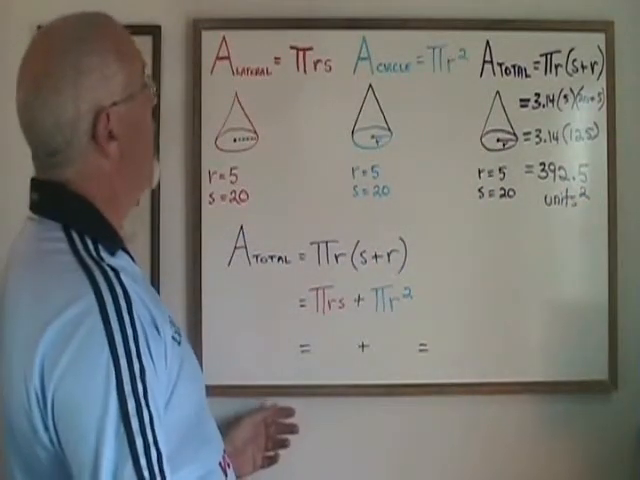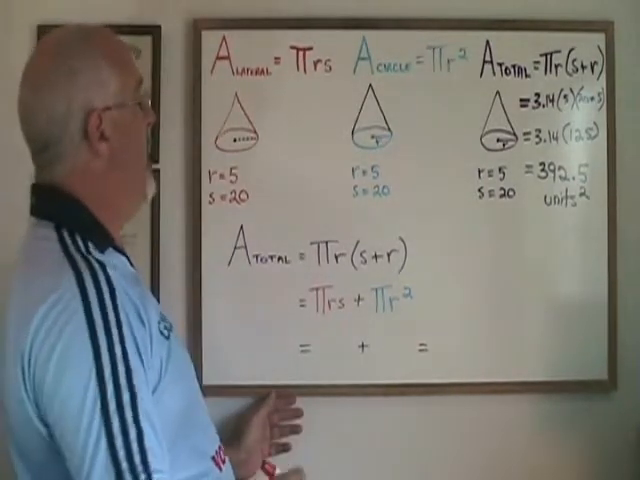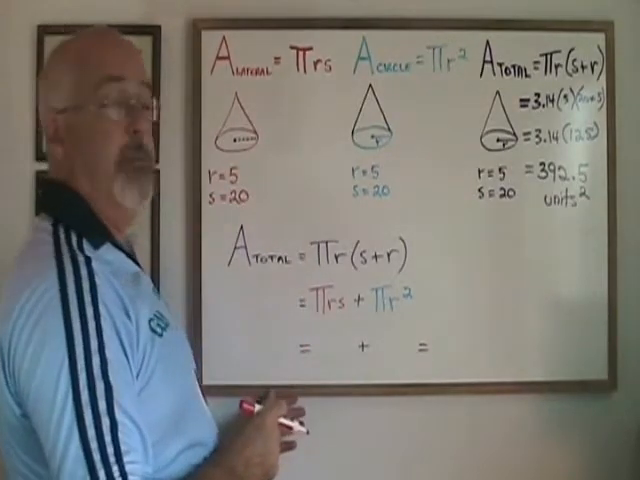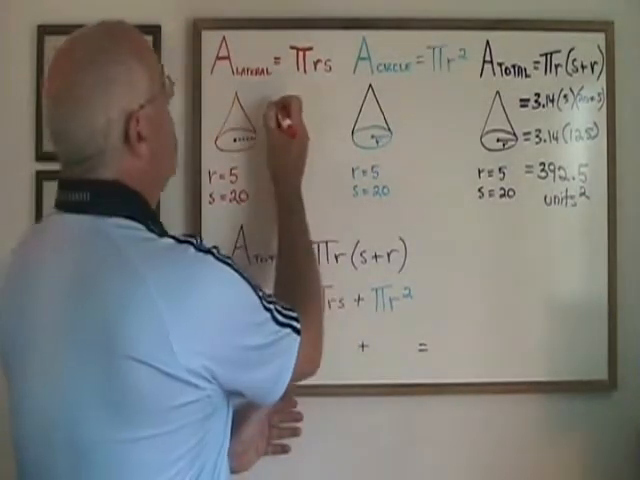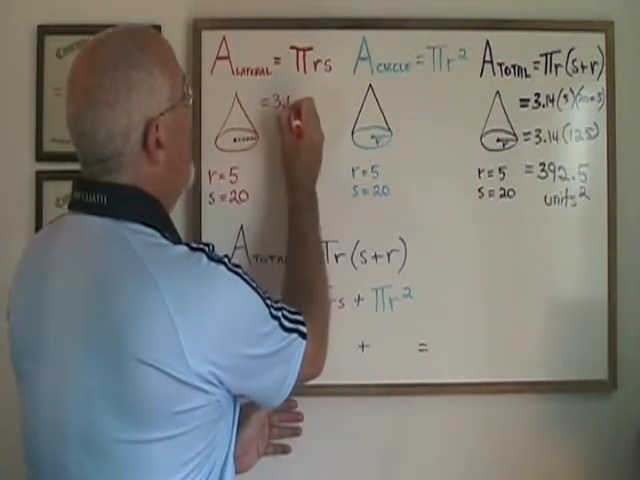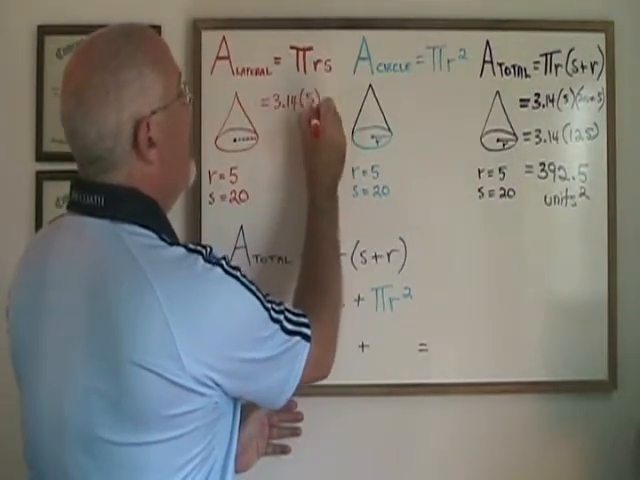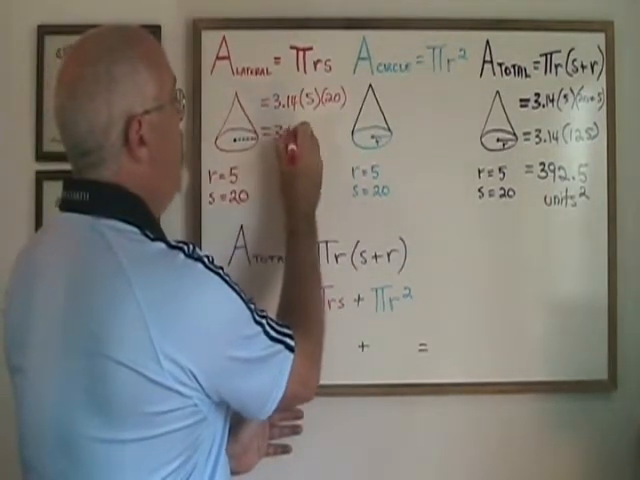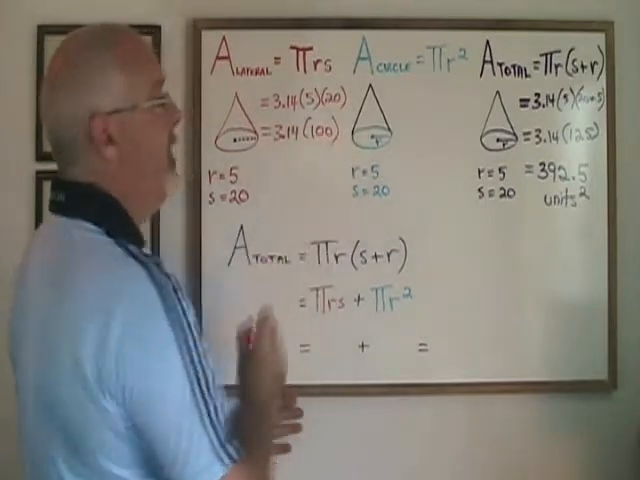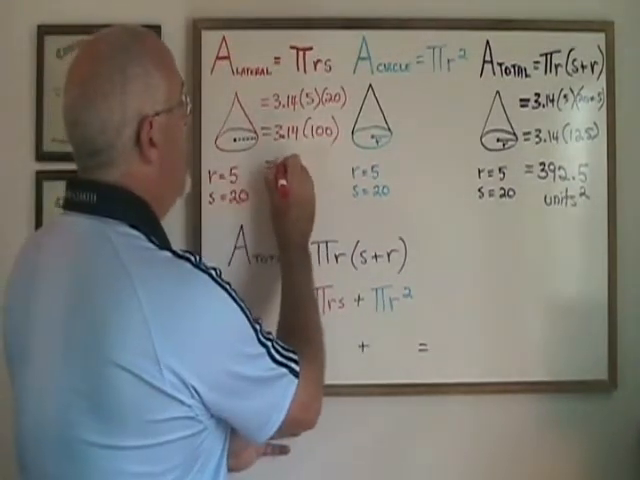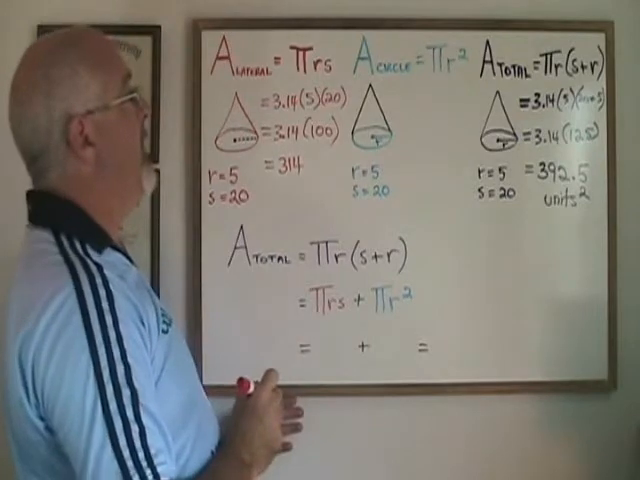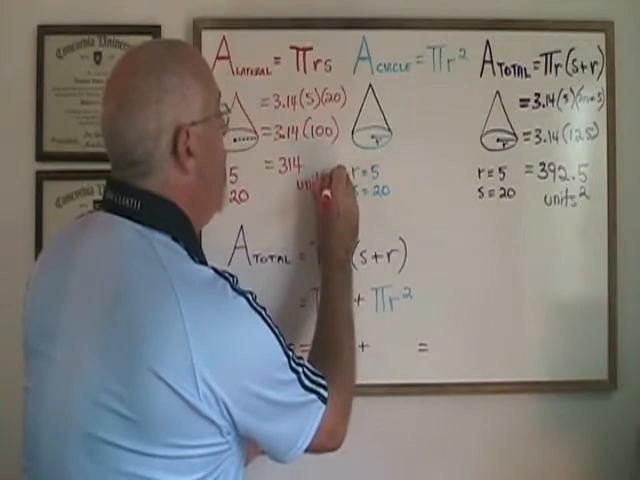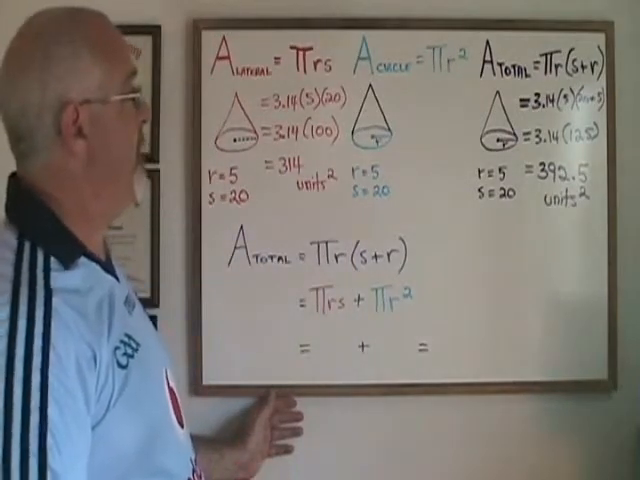Now let's find the lateral area of the same cone. The radius is 5, the slant height is 20. The formula for lateral area is pi times r times s. So we have 3.14 times 5 times 20. Of course, 5 times 20 is 100, so we have 3.14 times 100, and the answer is 314. Again, we don't have a unit, so we use the word units, and it's units squared because it is an area.